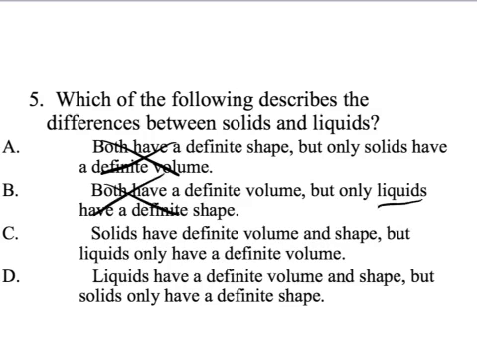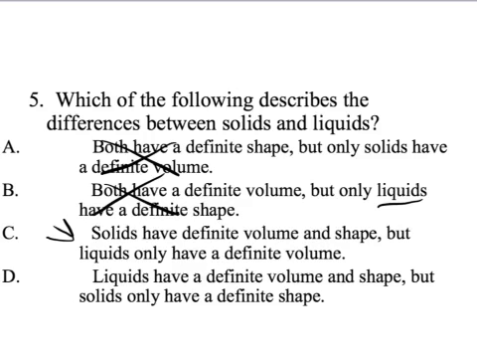Solids have a definite volume and shape, but liquids only have a definite volume. Sounds close because solids do have a definite shape. Liquids do have a definite volume. I can only pour 20 milliliters. If I have a 20 milliliter container, I can only pour 20 milliliters into it without it overflowing.